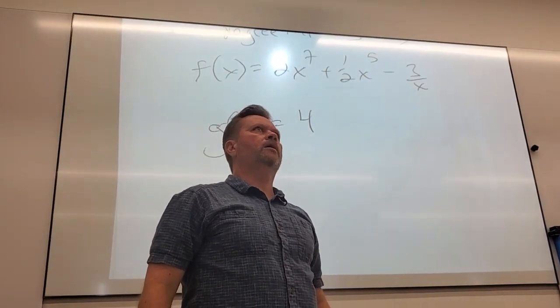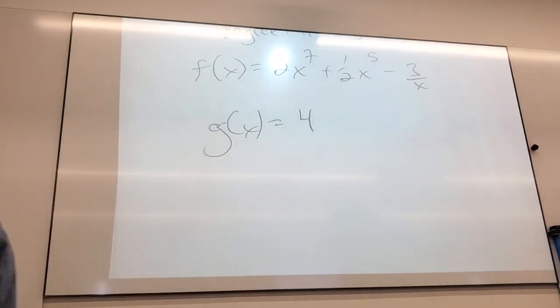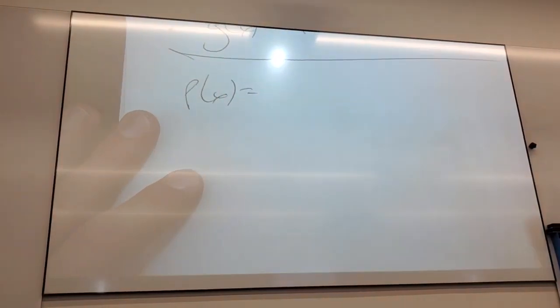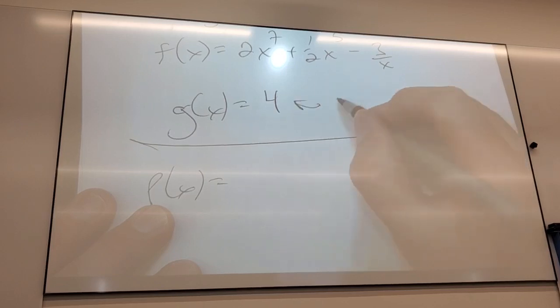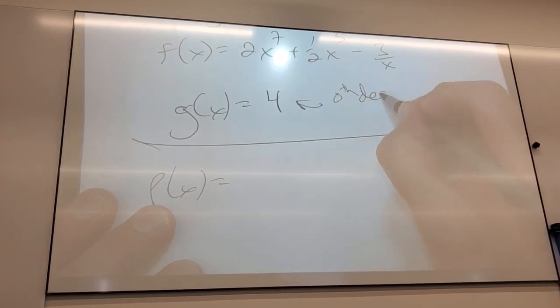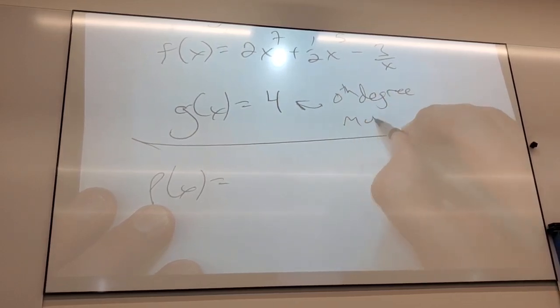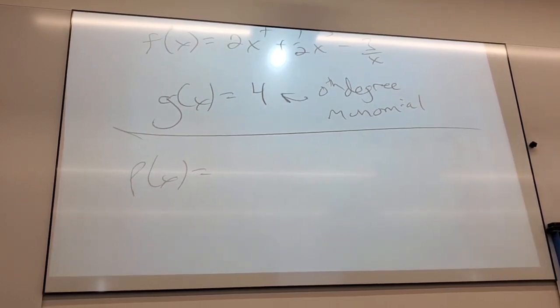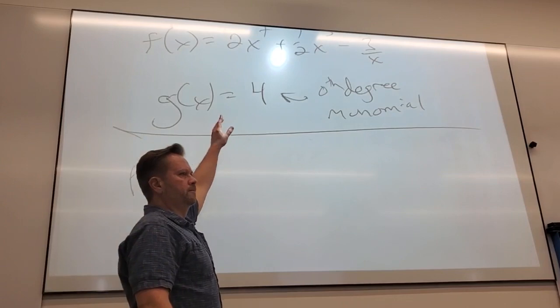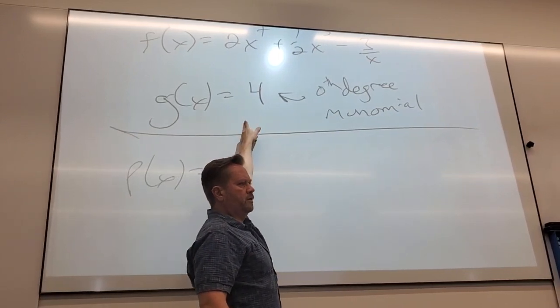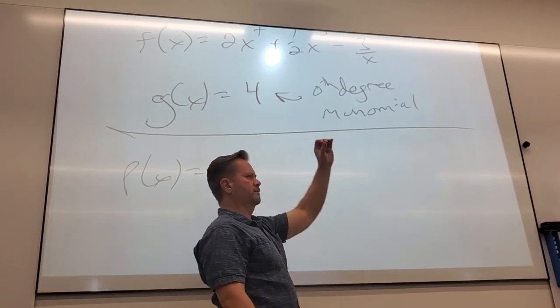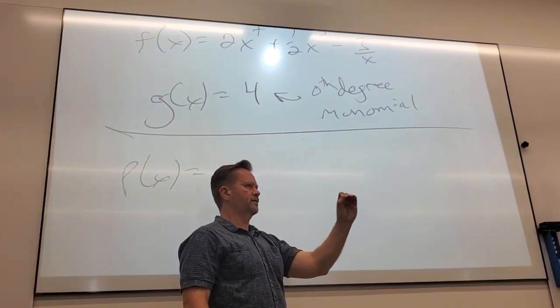Now, give me a standard nice polynomial. Can anybody do that? That would be a 0th degree. I thought it's a first degree monomial. It's a first degree because of the 4 to the first degree. How many variables do you see? No variable. 0 degree, yeah.